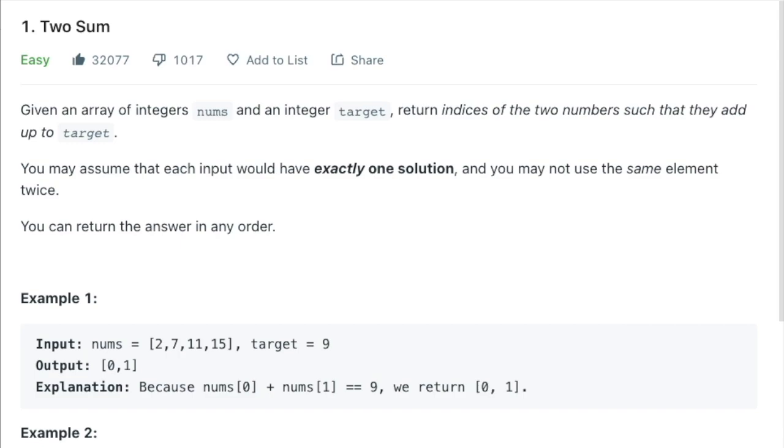Today we are solving 2sum, which is the first question on LeetCode. Given an array of integers nums and an integer target, return indices of the two numbers such that they add up to target. And we can also assume that each input will have exactly one solution. So let's look at some examples.